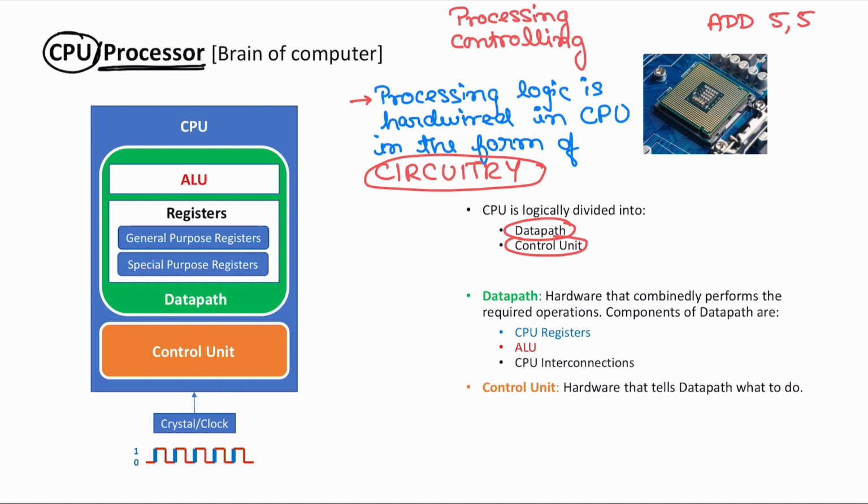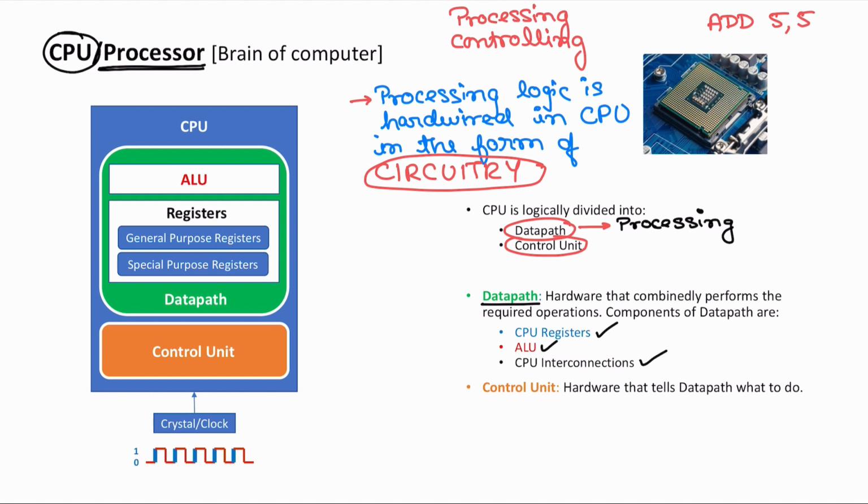Okay, now the hardware circuitry that is dedicatedly doing the processing is called the data path. This circuitry is nothing but the data path. That eventually means that the data path does processing, right? So the data path is doing processing, and this circuitry basically contains three components: CPU registers, ALU, and CPU interconnection.